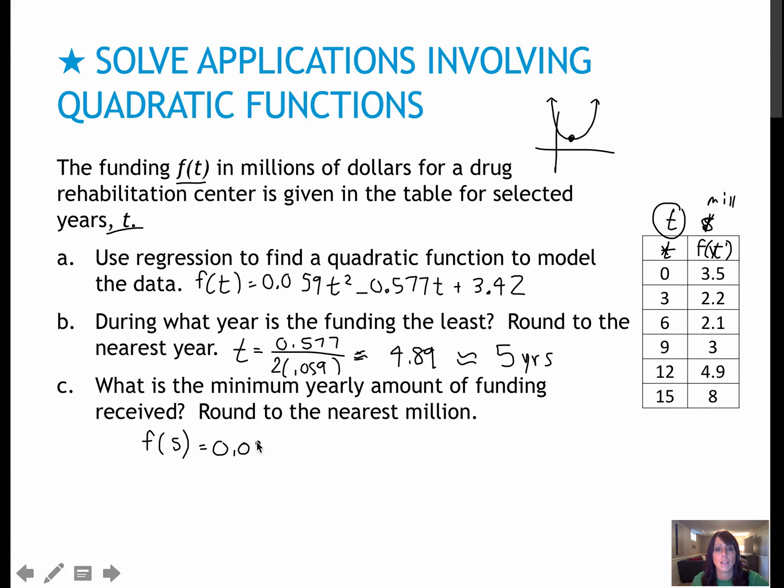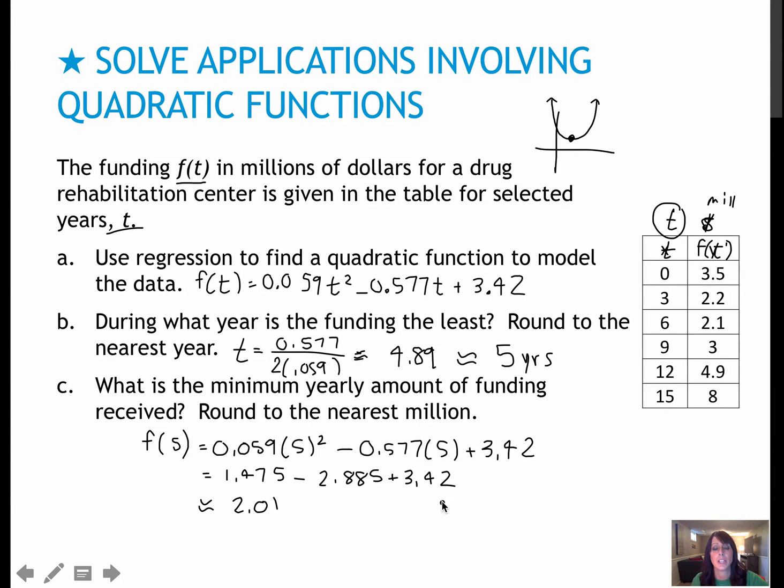So every time I see t, I'm replacing it with 5 because they did ask me to round that to the nearest whole year. Use your calculator to do that calculation. In doing the calculation, I came up with about 2.01. They do ask me to round to the nearest million, so I would say it's about $2 million. Again, I could find that out looking at the table. That one wouldn't have been quite as difficult since it's f of 5. So we knew it was going to be somewhere in here, but it's about 2 million using our function.